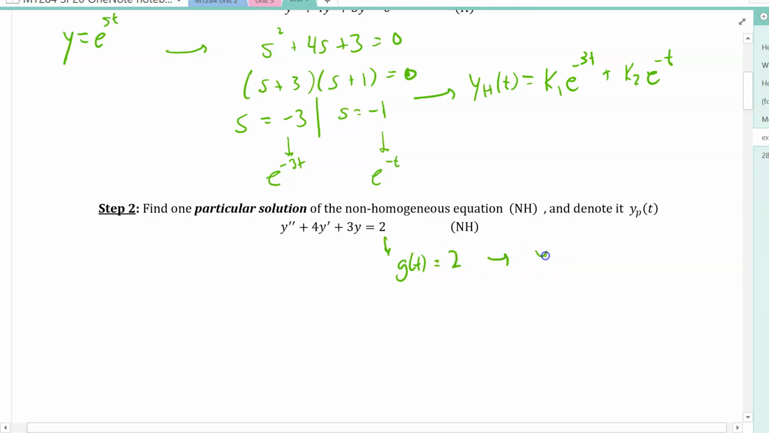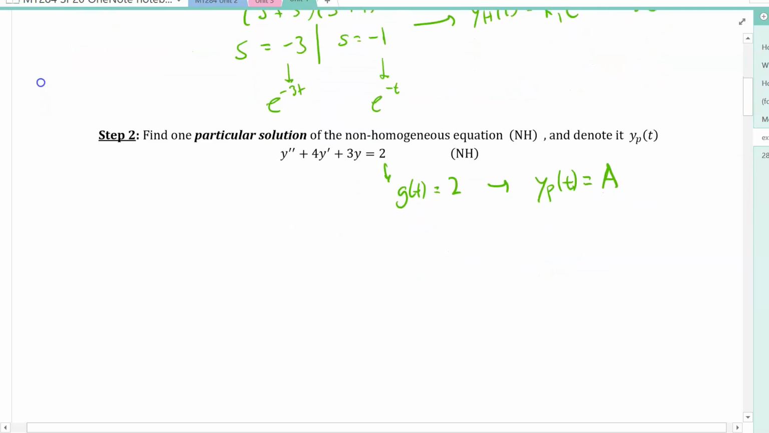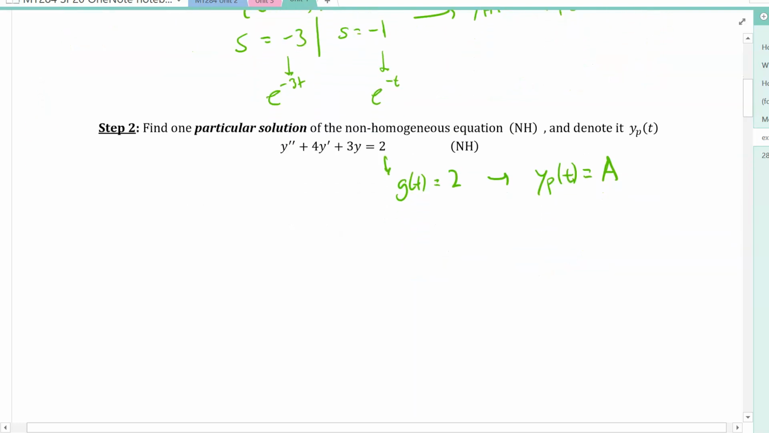That tells us we're going to guess a constant function, or in other words, a polynomial of degree 0. So we're going to just guess a constant. Alright, now what we do is we actually plug that into that differential equation. So we need to take two derivatives. So what's the derivative of a constant function? It's 0. Its second derivative is therefore also 0.